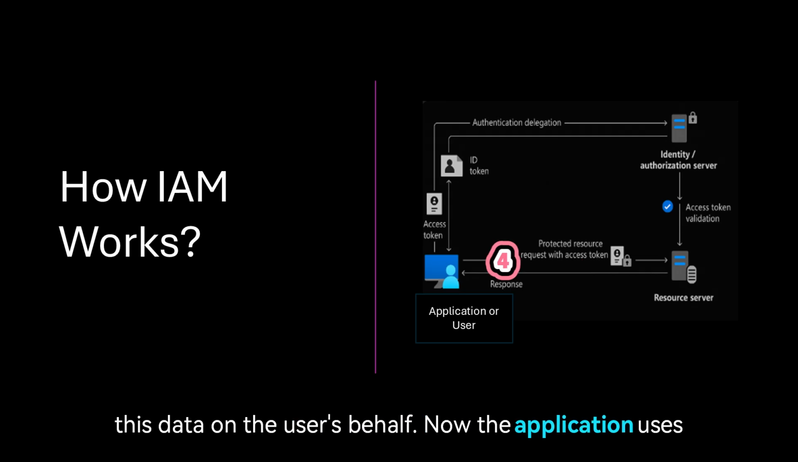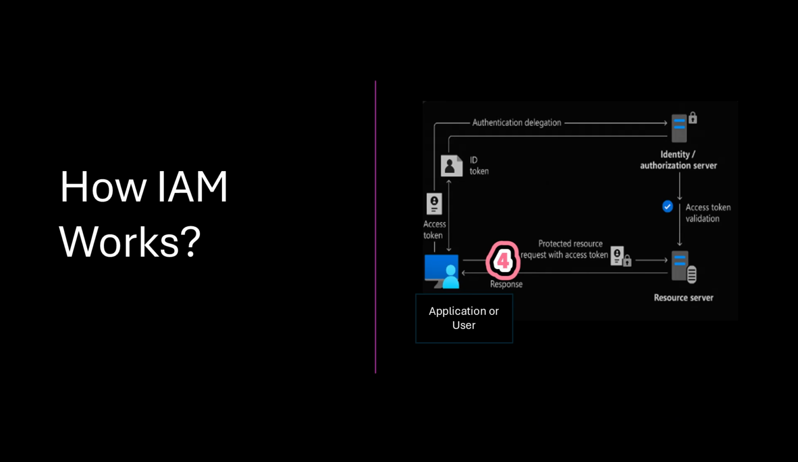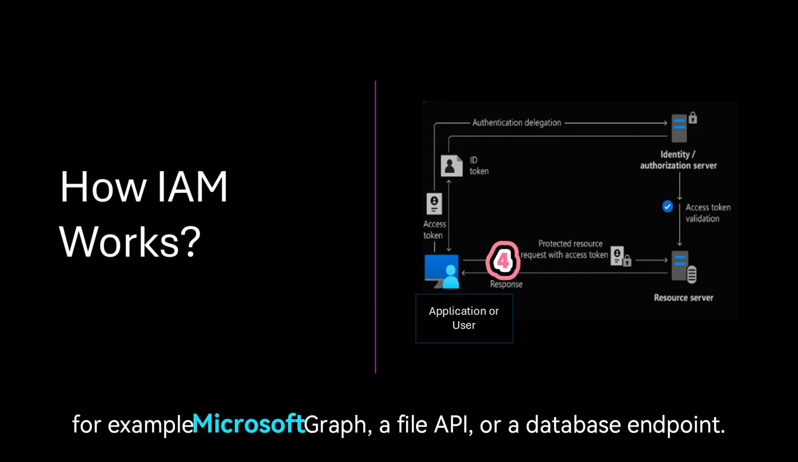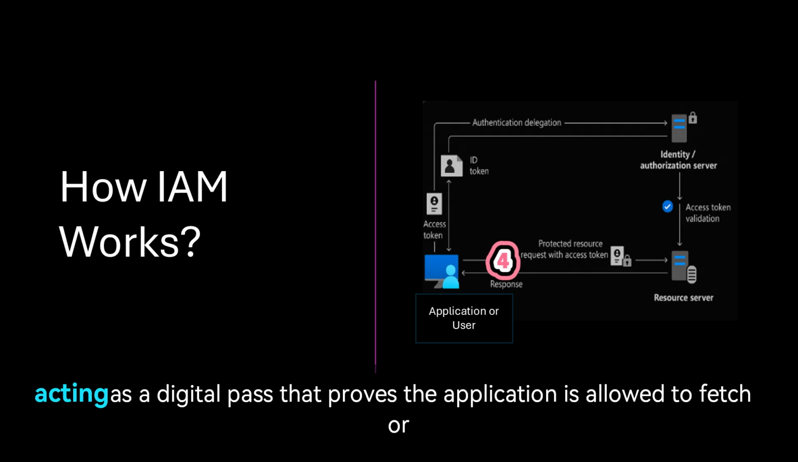Now the application uses that access token to make requests to a resource server. For example, Microsoft Graph, a file API, or a database endpoint. The access token is attached to each request, acting as a digital pass that proves the application is allowed to fetch or modify data.